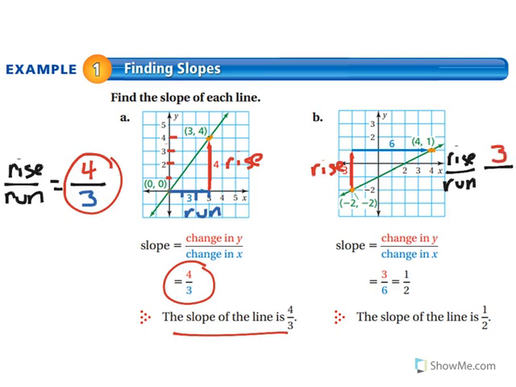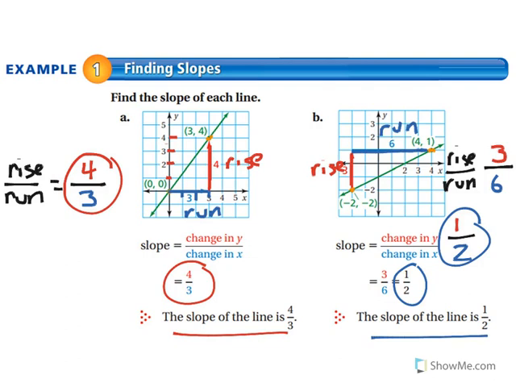And then we're going to go over a total of 6 squares. This is our run. So our run is 6. Now our fraction 3 over 6 can be simplified. Divide both 3 and 6 by 3, and you're going to get 1 over 2. So our slope is 1/2. The slope of the line is 1/2.